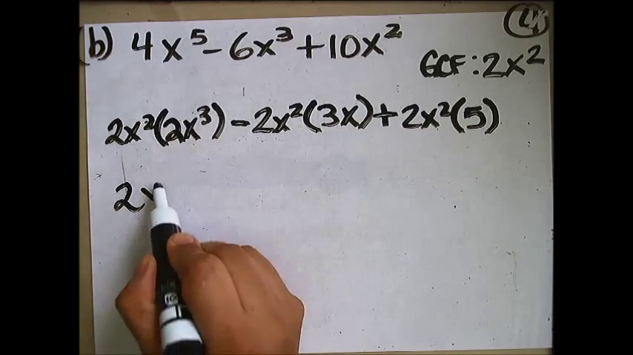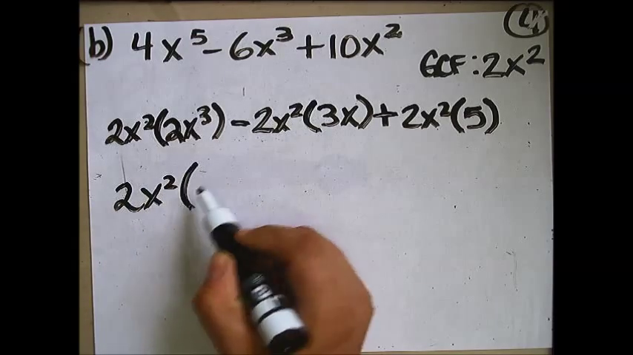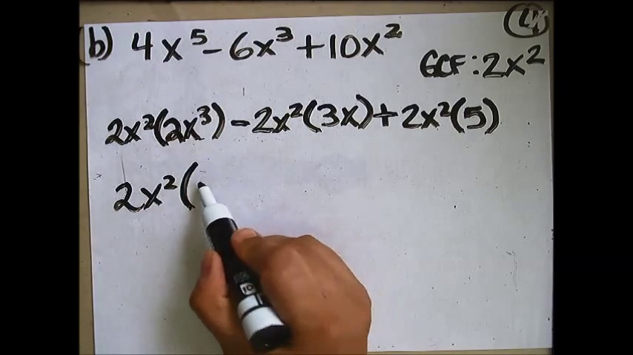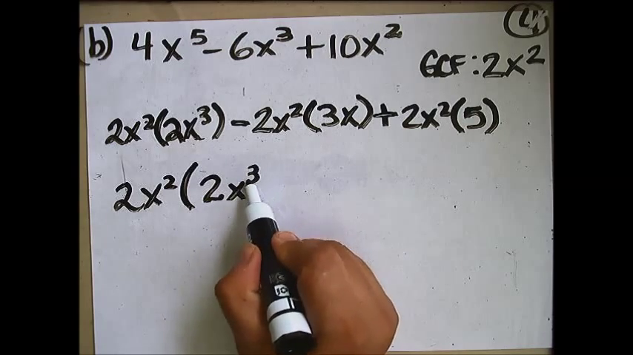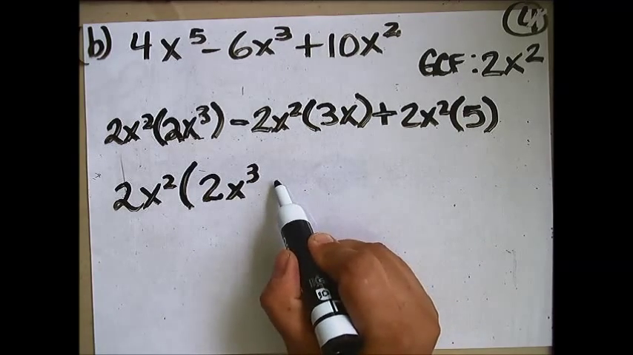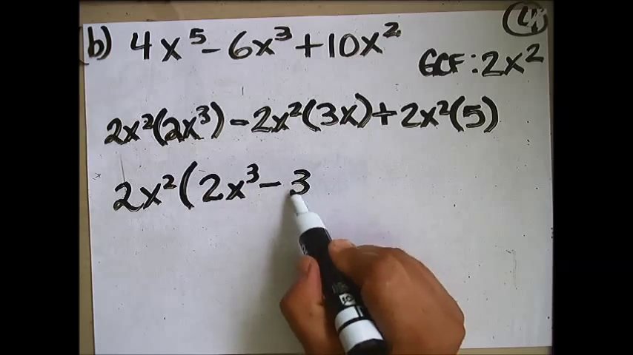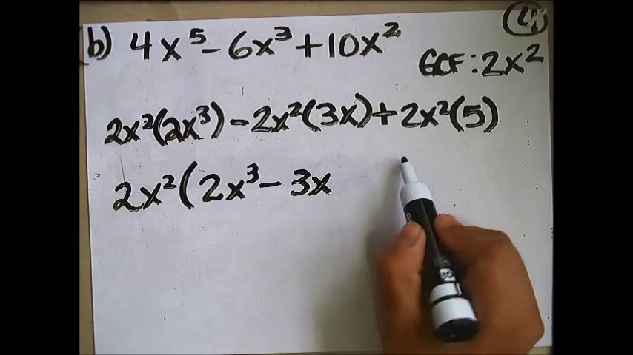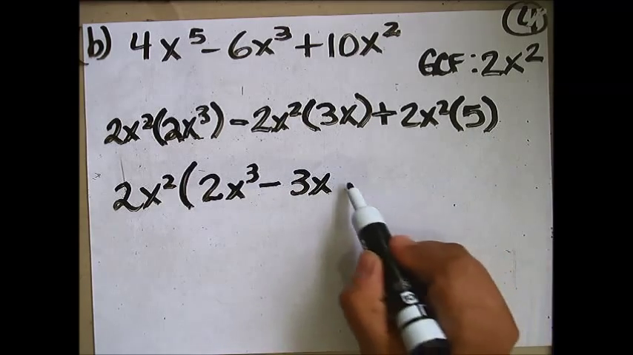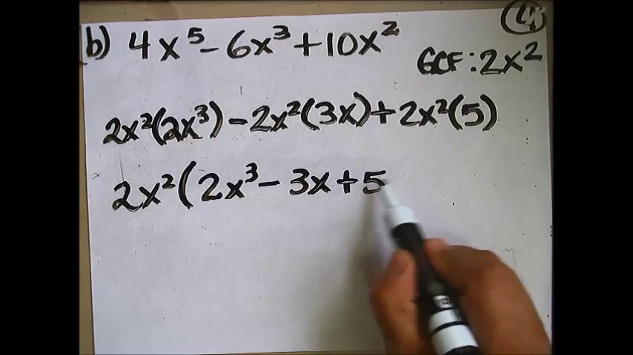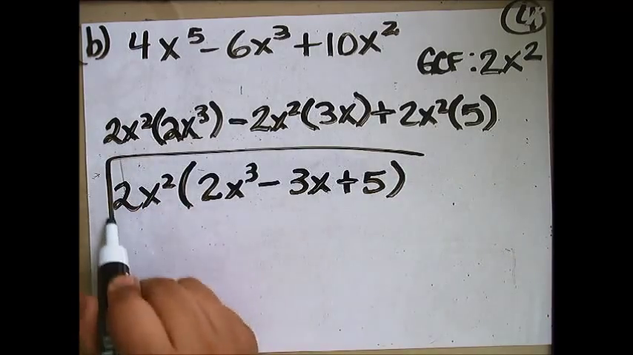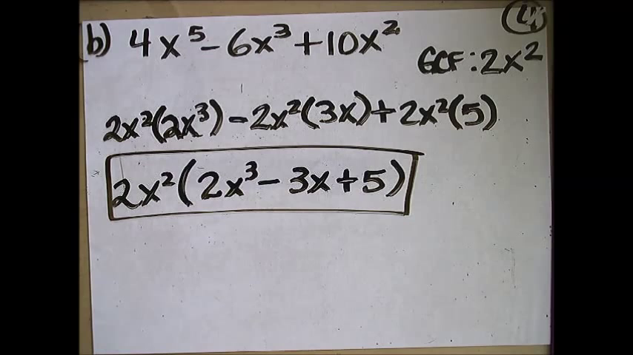Now let's go ahead and pull that out. So we have 2x squared times, and what we have left over right here is 2x to the 3rd. What we have left over for the second term is minus 3x. And what we have left over in the third term will be just a 5. So now you have factored this problem using greatest common factor.